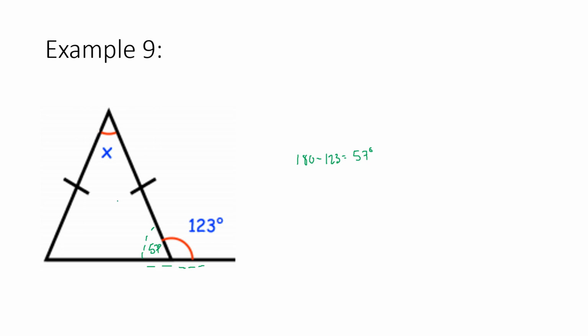Now hopefully you'll remember, angles in an isosceles triangle, the bottom angles here are equal. So this side of the triangle is also equal to 57 degrees. Now what I'm going to do is do 57 plus 57, where I get a value of 114. And then to find x, I'm going to do 180, subtract my total of my other two angles, which is 114, and I'm going to get a value of 66 degrees. So x is equal to 66 degrees.